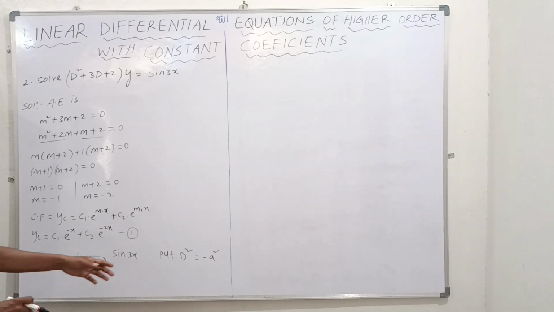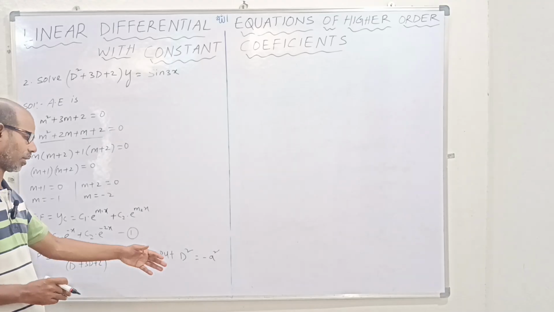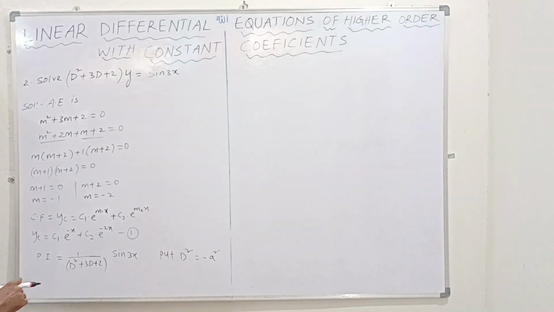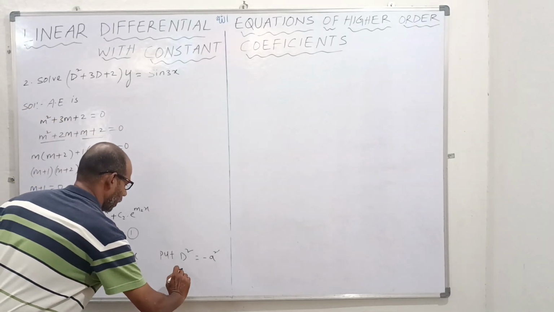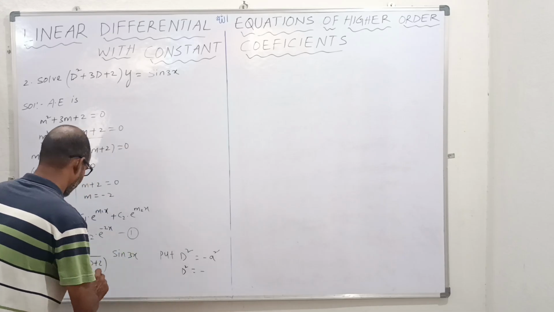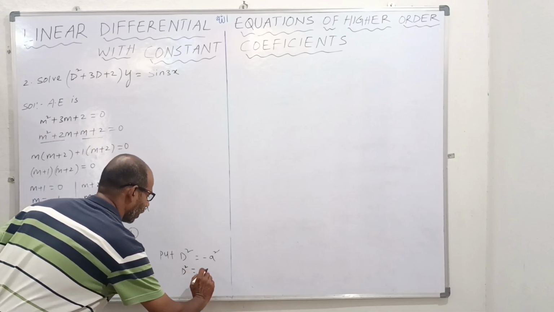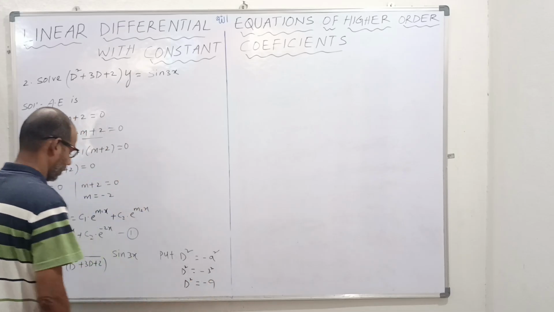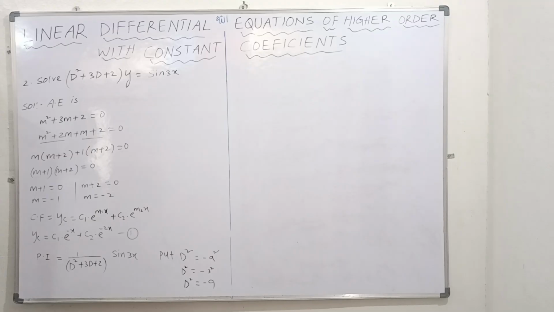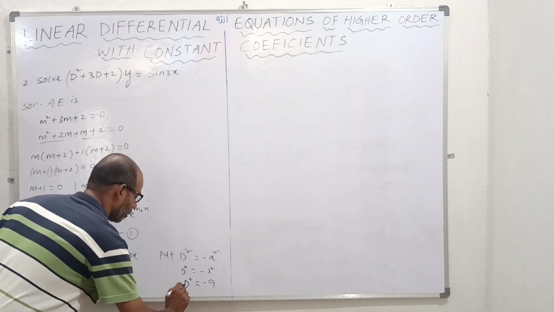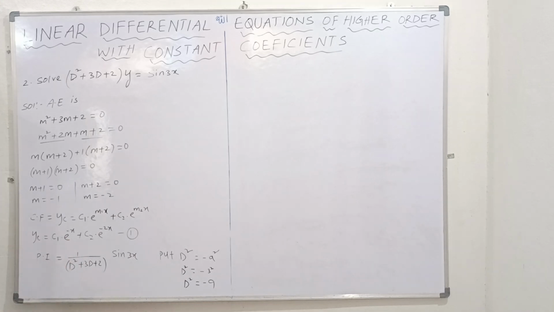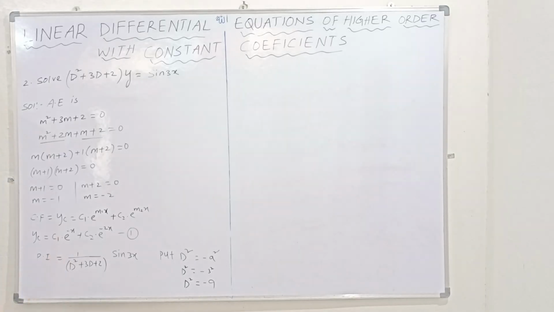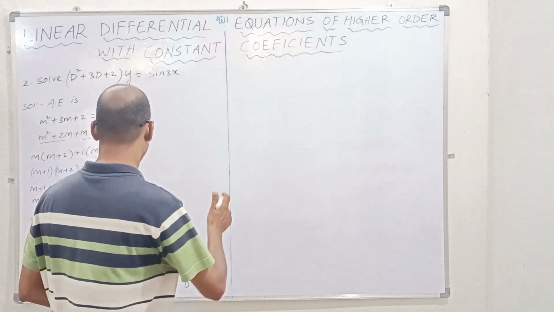We can do this provided the denominator is not equal to 0. When the denominator becomes equal to 0, we have to use the other formula. So we will put D square is equal to minus 3 square, that is minus 9, wherever we are finding D square, provided the denominator is not equal to 0.